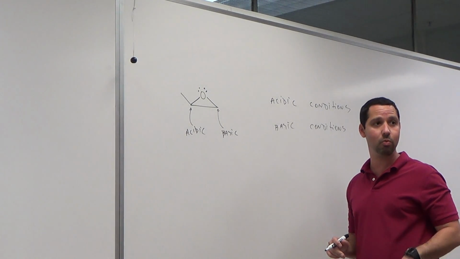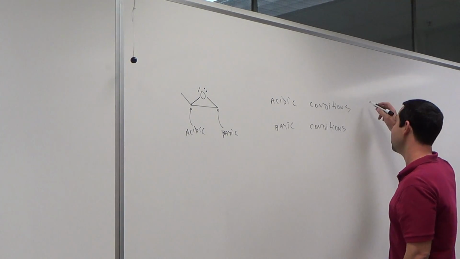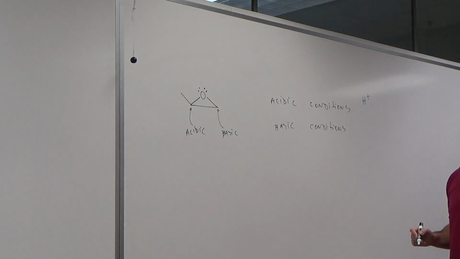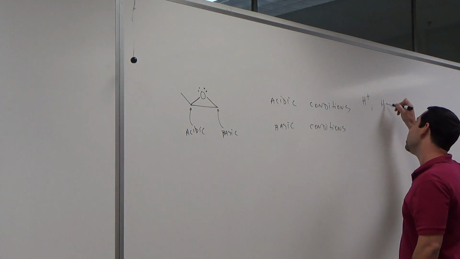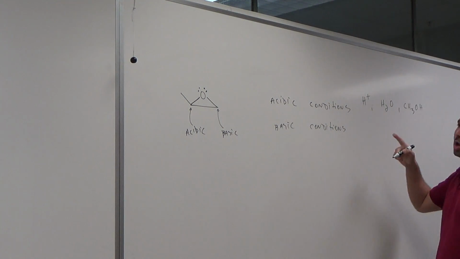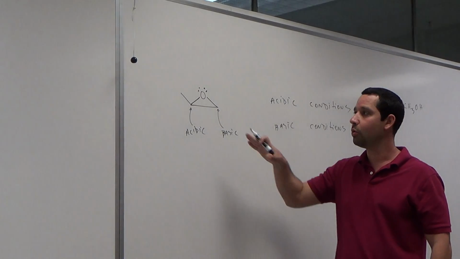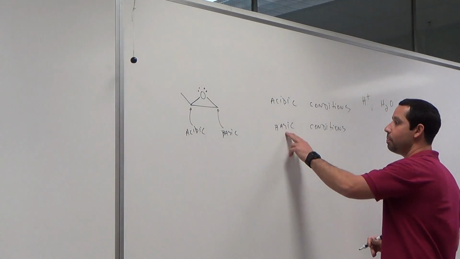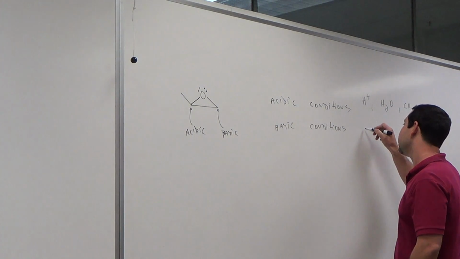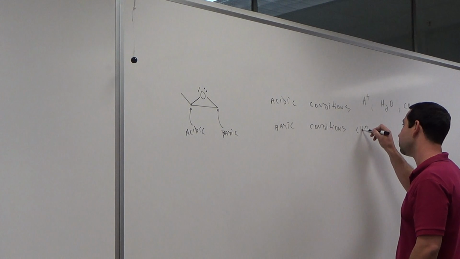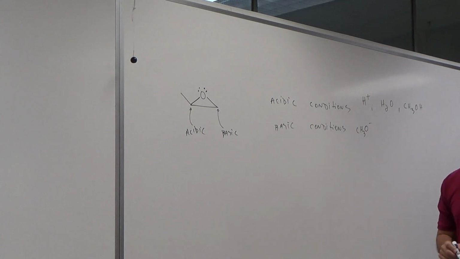Now, what are acidic and what are basic conditions? Acidic conditions, anything that reads like this, yes? H+, okay? Maybe things like water and alcohol that are somewhat neutral will add to this side, okay? Basic conditions are things that have, obviously, a negative charge. For example, this, which is what we did last class, yes?